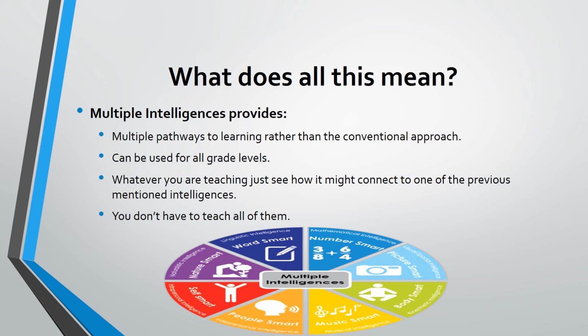What does this all mean? Well, multiple intelligence provides us with several things. First, it gives us multiple pathways to learning rather than a conventional approach, which would be logical. It can be used for all grade levels. And whatever you're teaching, just see how it might connect to one of the previously mentioned intelligences. And you don't have to teach them all. In my class, like I said, I've got kids that I think are picture smart. So I use a lot of visual aids, and that seems to help.